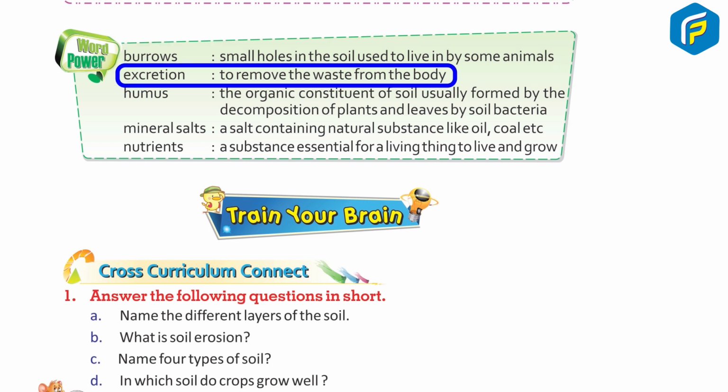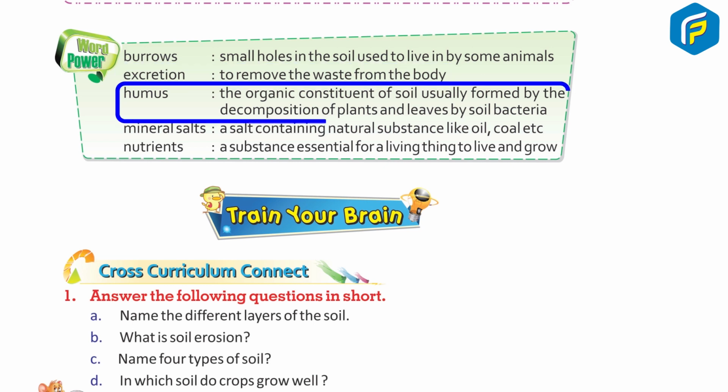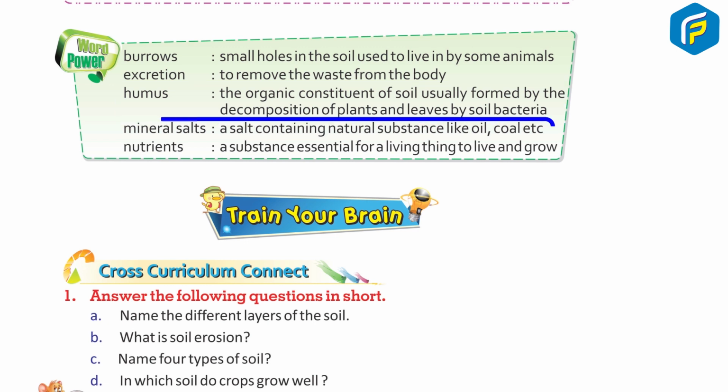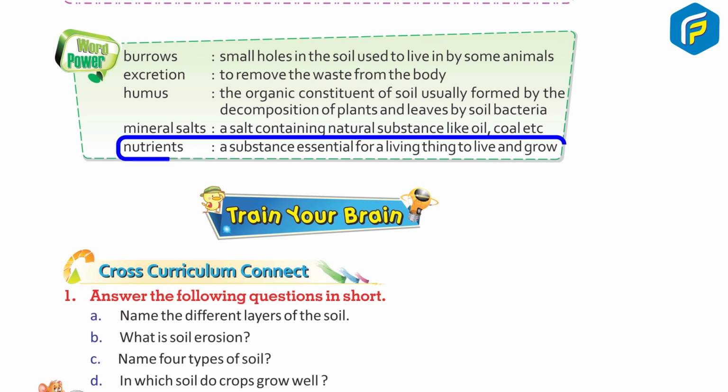Word power: Burrows, small holes in the soil used to live in by some animals. Excretion, to remove the waste from the body. Humus, the organic constituent of soil usually formed by the decomposition of plants and leaves by soil bacteria. Mineral salt, a salt containing natural substance like oil, coal, etc. Nutrients, a substance essential for a living thing to live and grow.